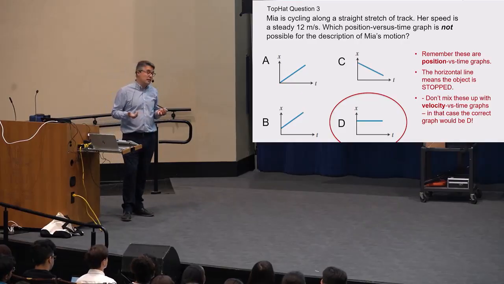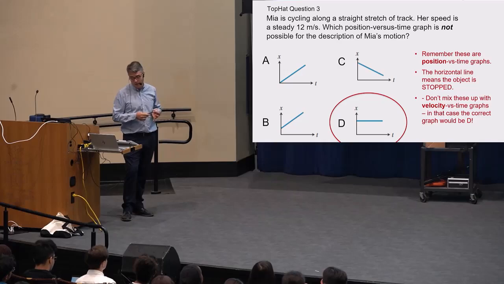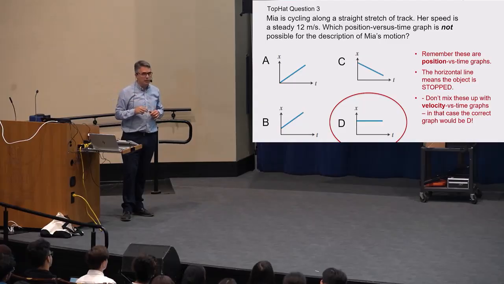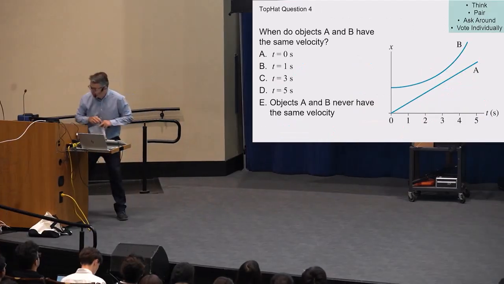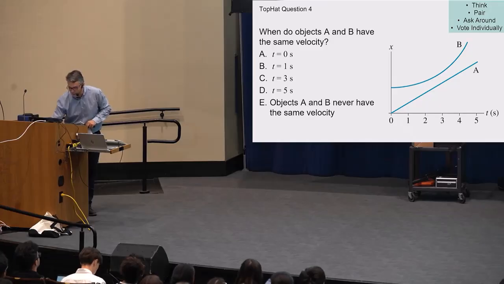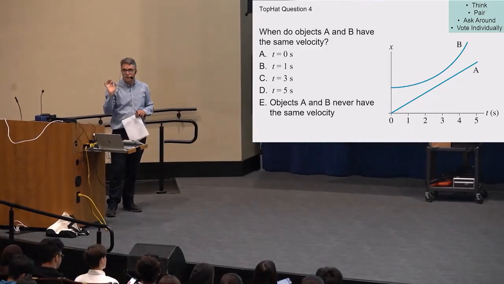If it was, you can also make a velocity versus time graph. In which case, if it was v versus t, I think the only correct answer would be D. This is one that's all about instantaneous velocity. So at what time do these two objects have the same velocity?